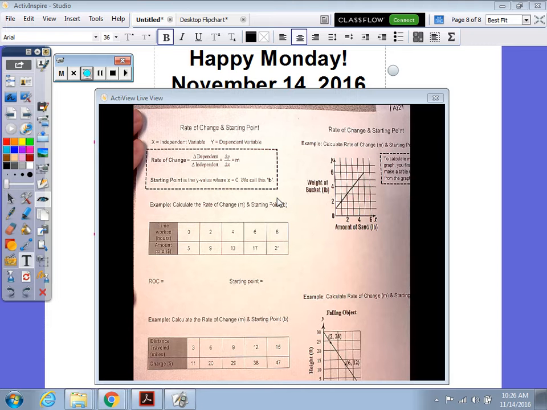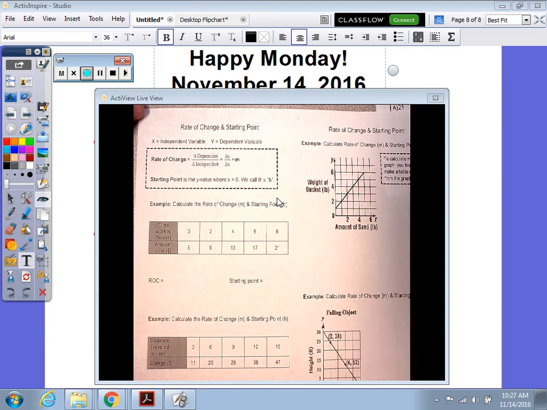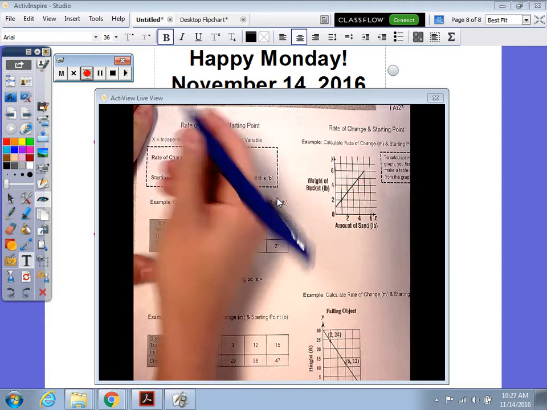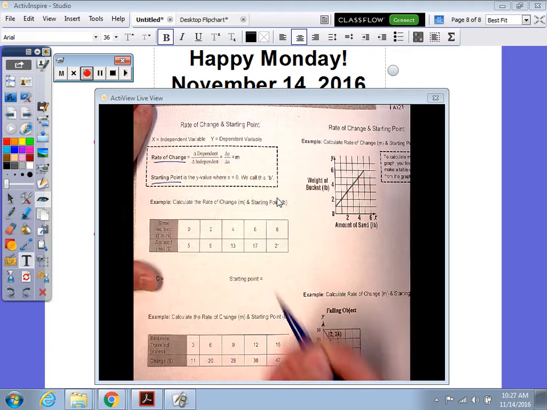origin. So we remember doing y equals kx. That was for a proportional graph, where k was the constant of proportionality. Well, now we are going to do this for graphs that don't start at the origin. So, two really important definitions are the rate of change and the starting point.